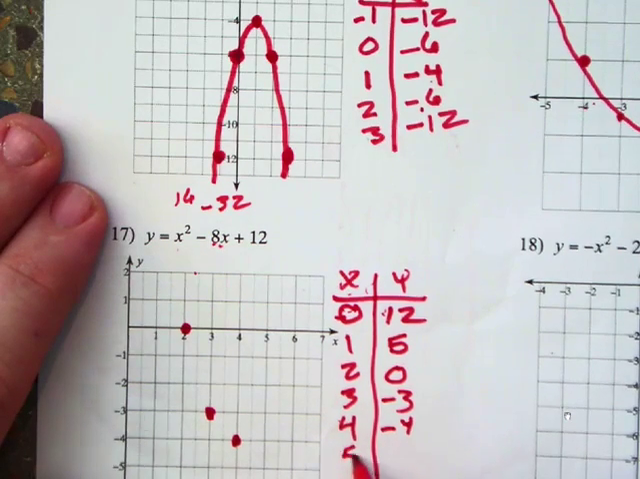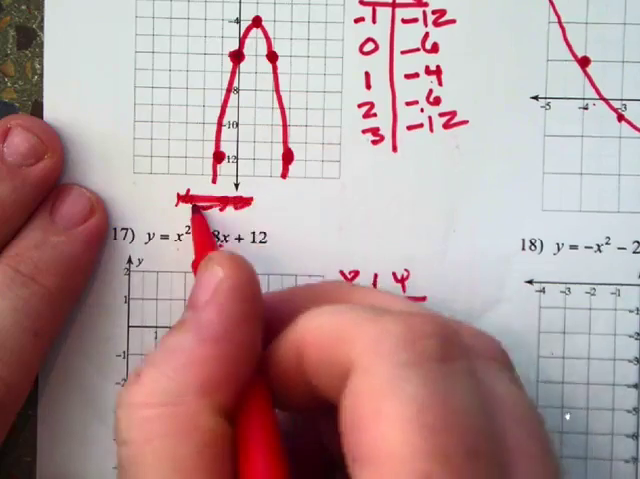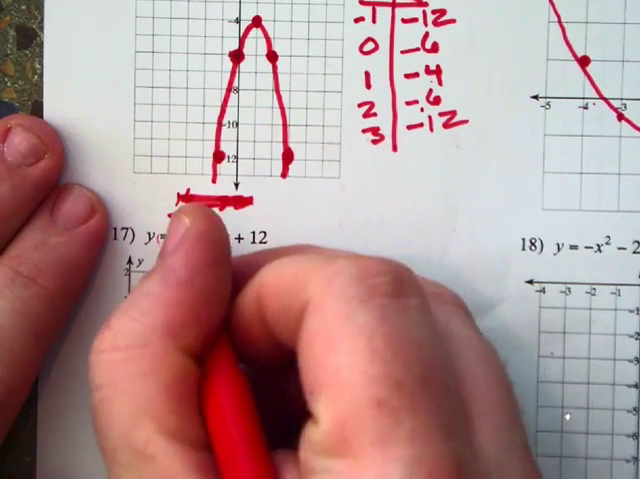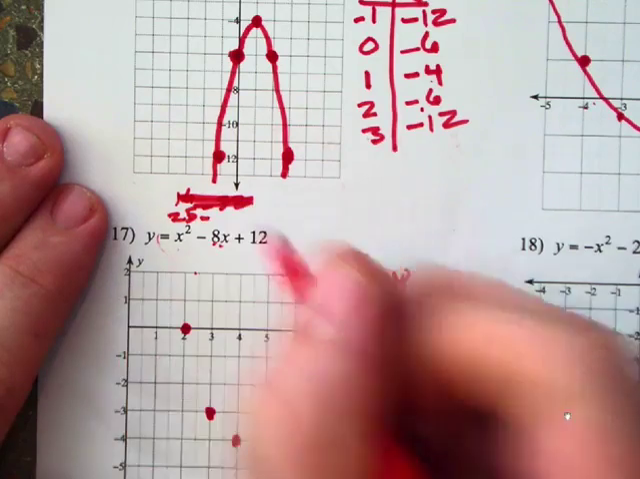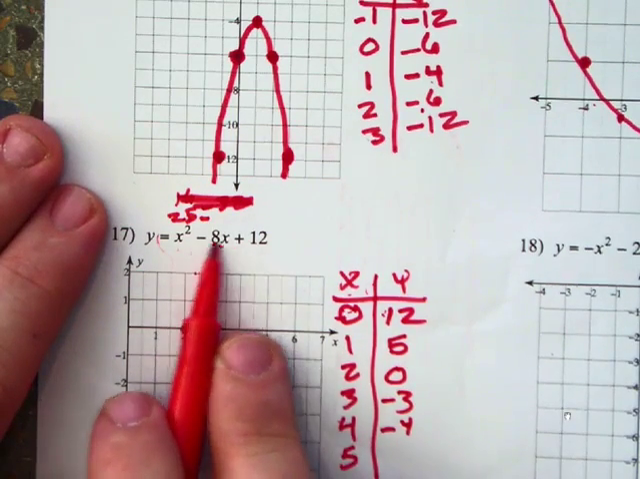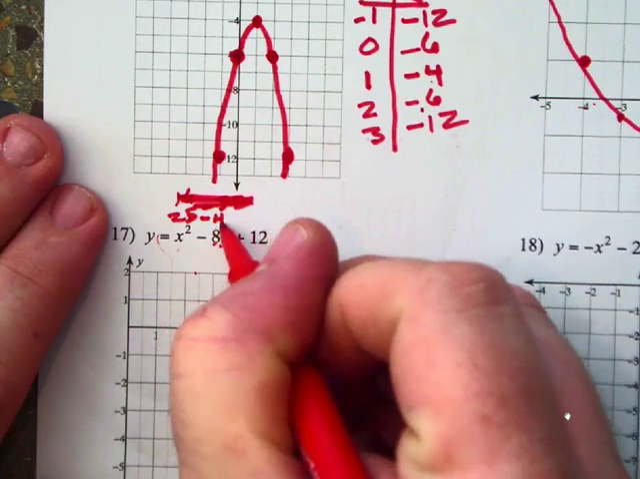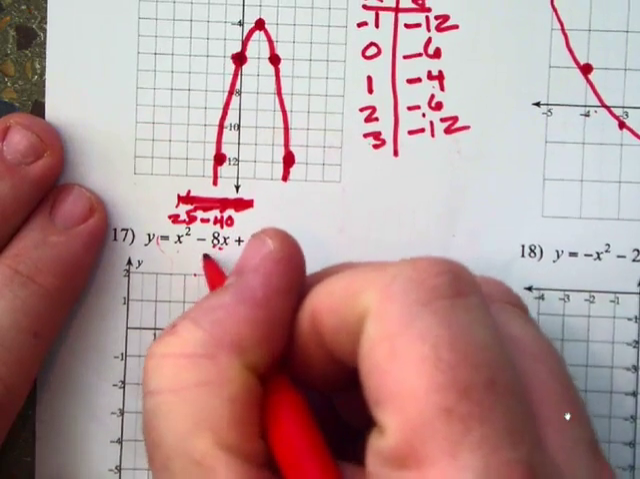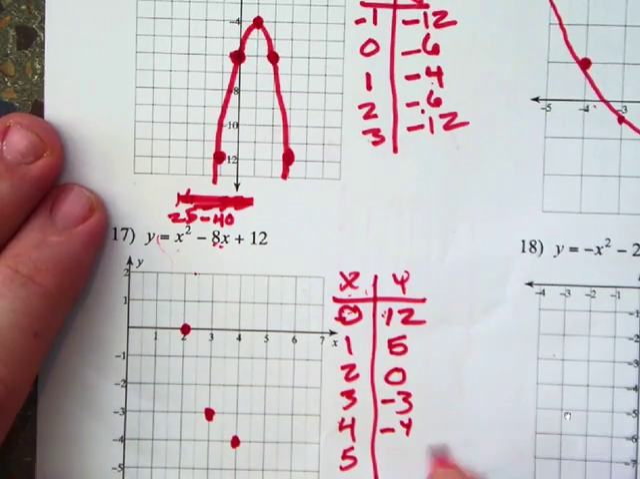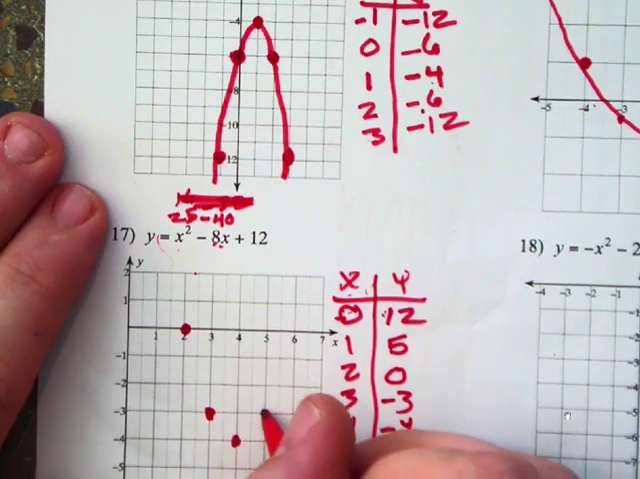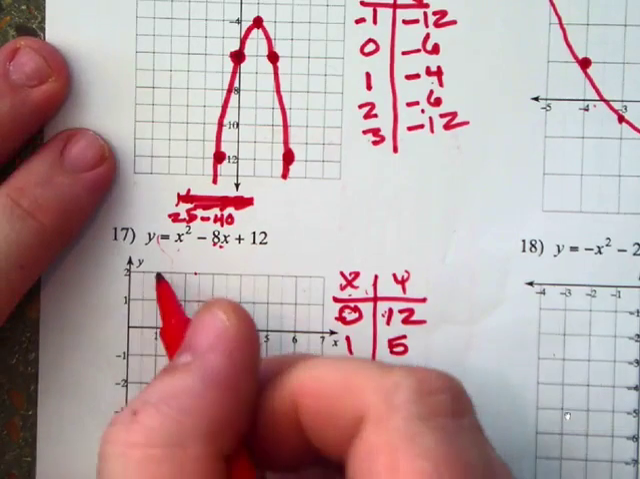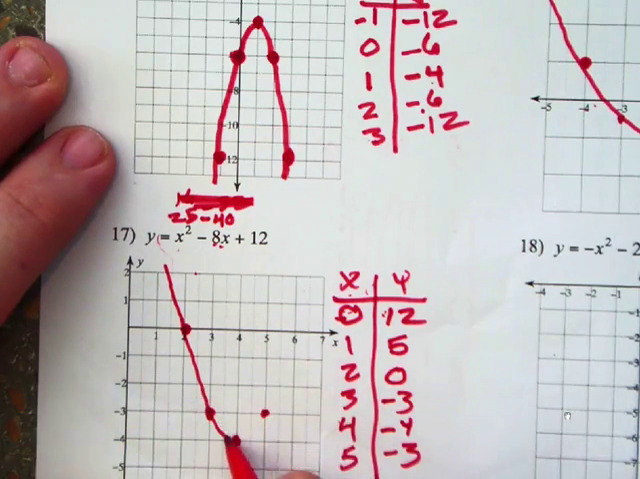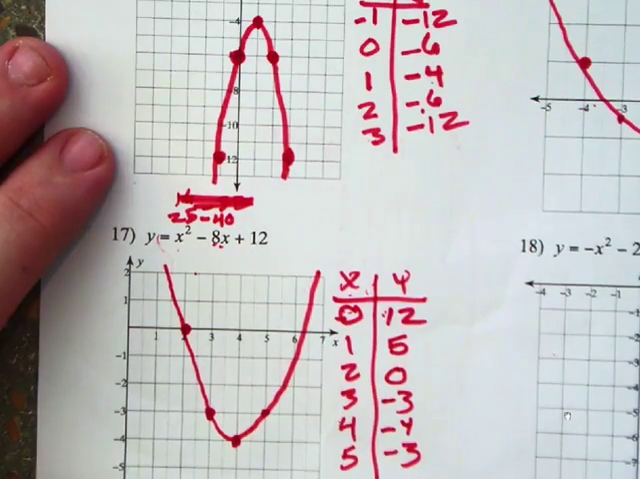Let's see. Let's try 5. 5 times 5 is 25. Minus 5 times 8 is 40. Okay, 25 minus 40 is -15. -15 plus 12 is -3. Okay, so we can see now, we can stop. That's going to go kind of like that, and then back up. Okay, and we don't have to keep going.